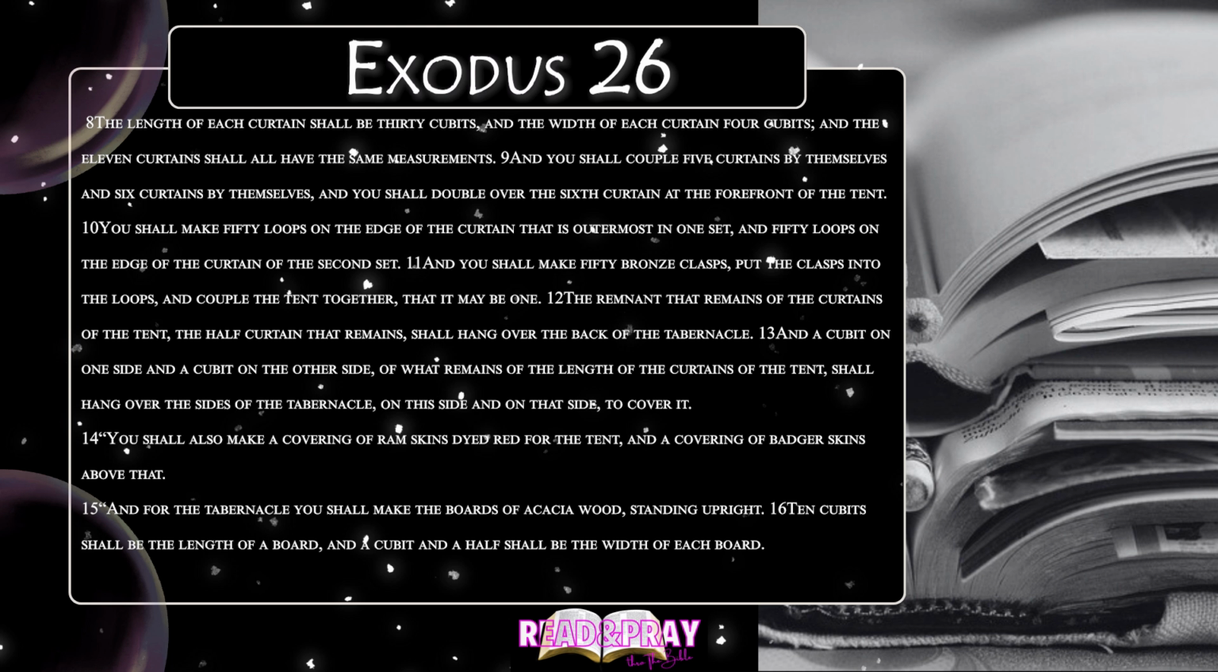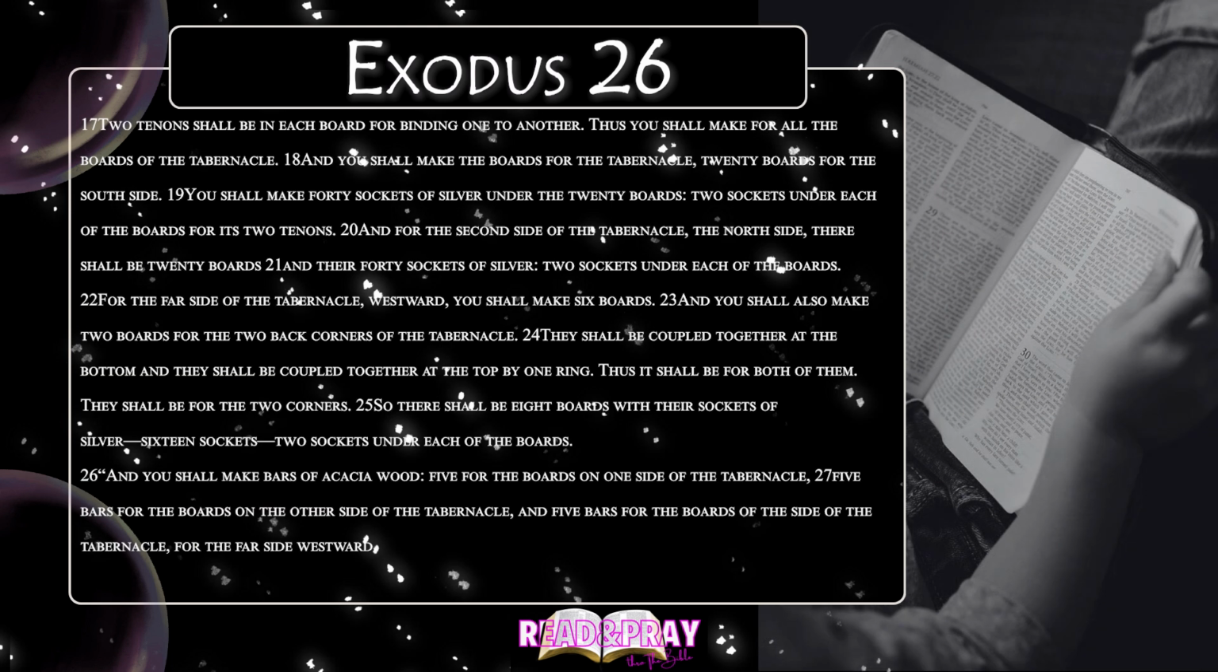You shall also make a covering of ram skin dyed red for the tent, and a covering of badger skin above that. For the tabernacle you shall make the boards of acacia wood, standing upright. 10 cubits shall be the length of a board, and a cubit and a half shall be the width of each board. 2 tenons shall be in each board for binding one to another. Thus you shall make for all the boards of the tabernacle.